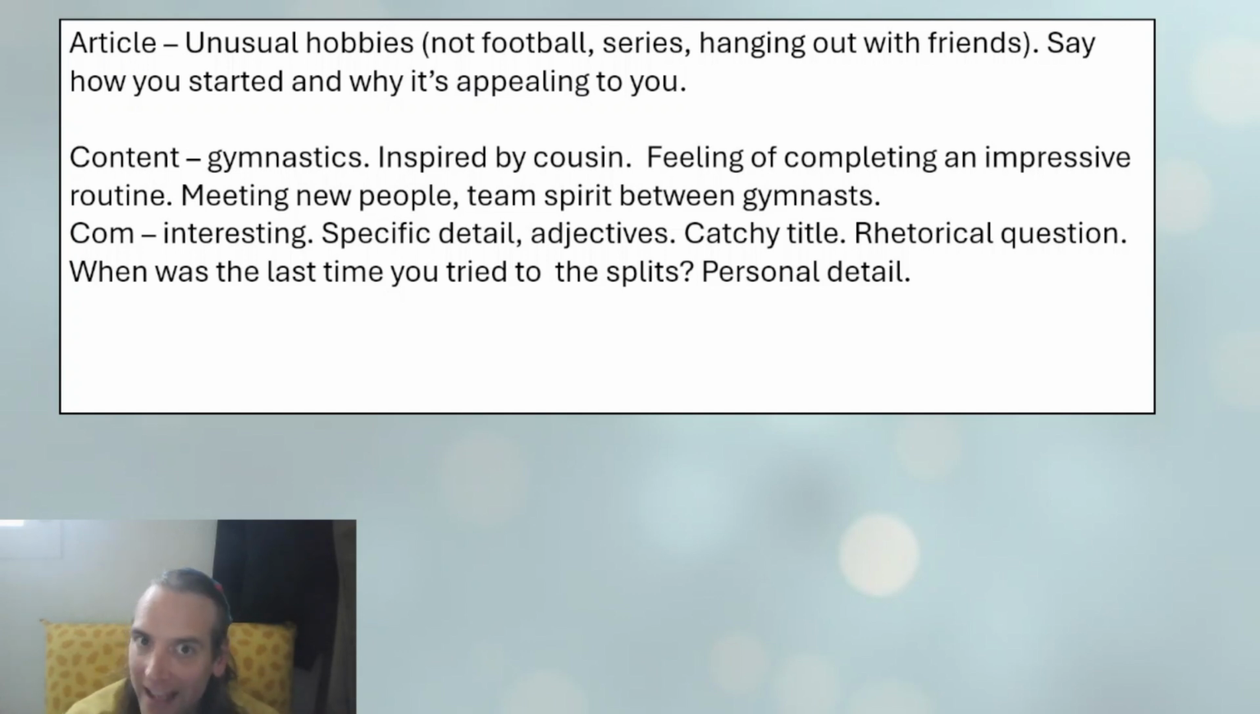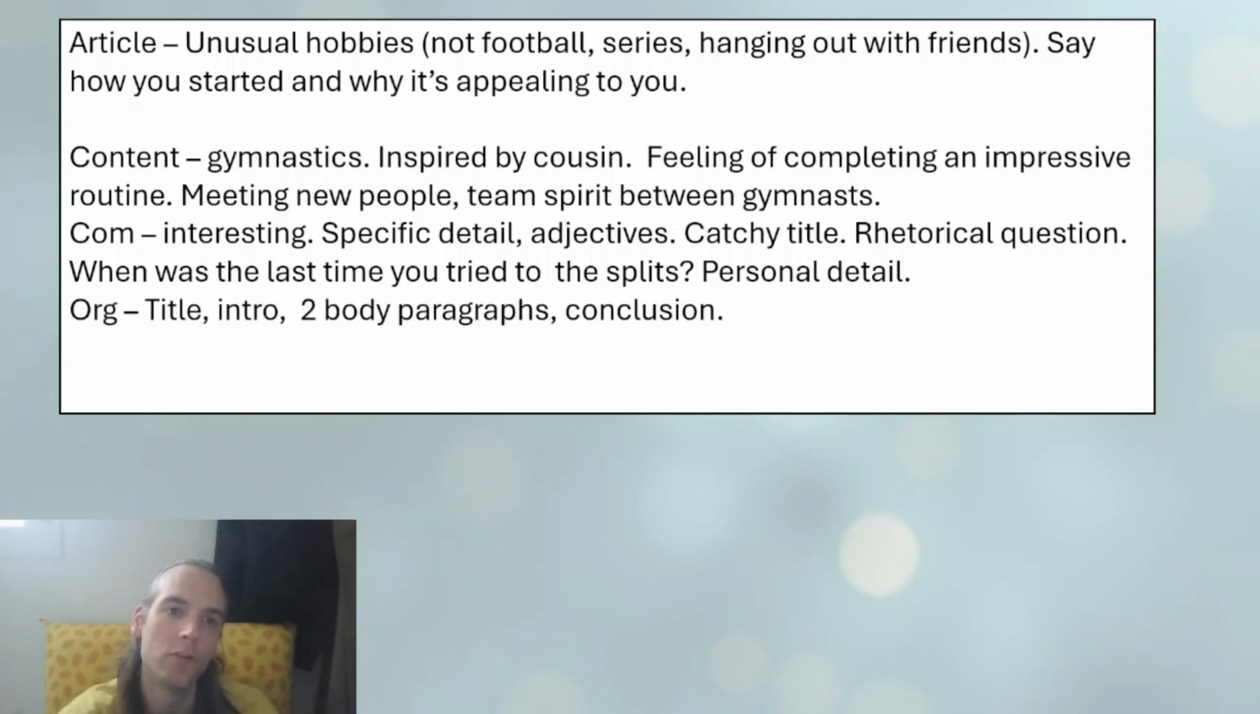Obviously, this person can do them. That kind of personal detail is going to make it more interesting. So that's how you write it. You are thinking, here are my ideas. Here's how I need to express them to make a good article. Similarly, for our organization, I've got my ideas, but what do I do with them?